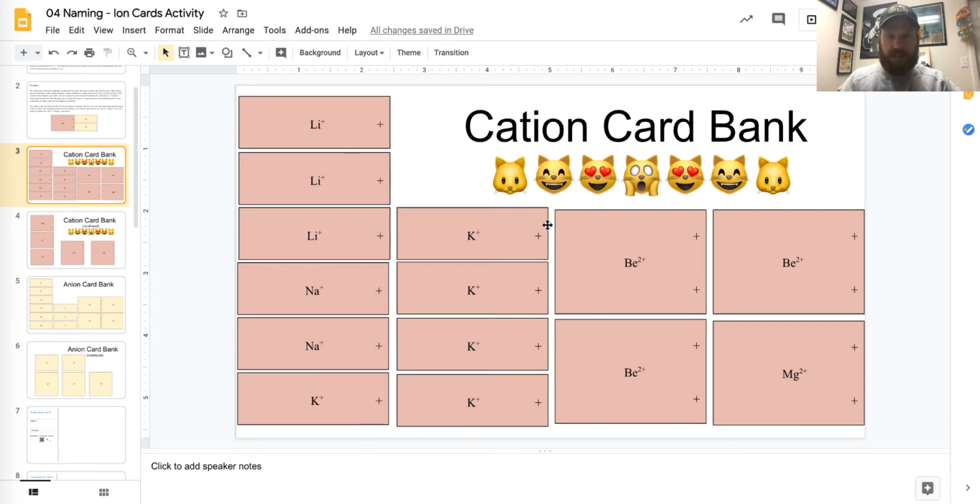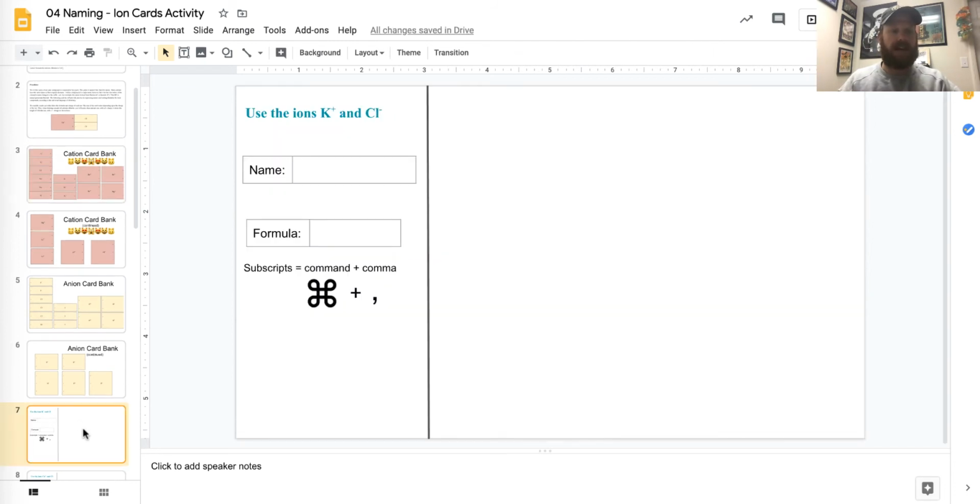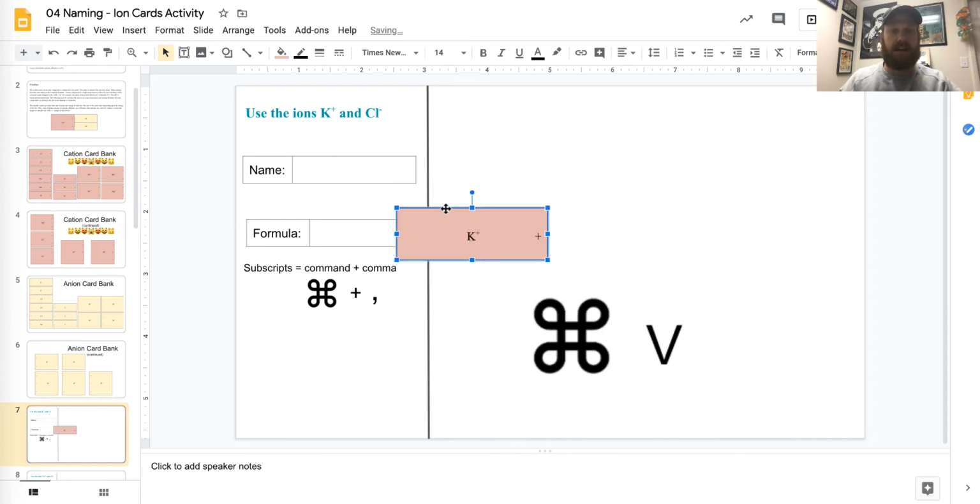I want to select the line of this text box. Otherwise, if you select inside of it, you're going to start editing the text. I don't want you to do that. I'm going to hit Command X to cut that card out of there. I'm going to go back to slide number 7. I'm going to do Command V and paste that card in there. I'm going to move it over to my work area.